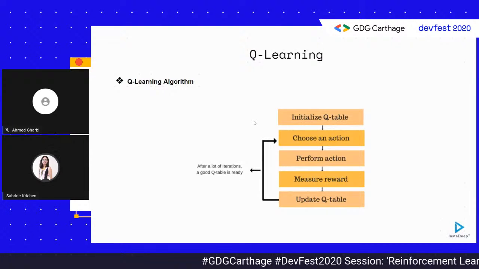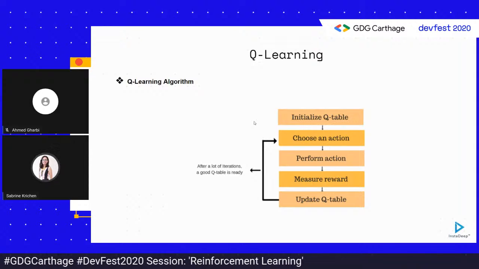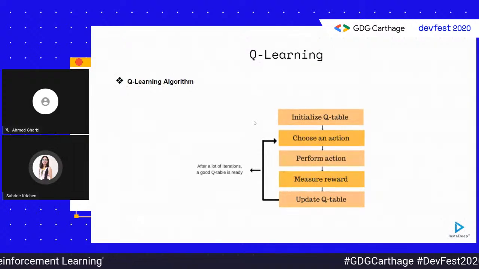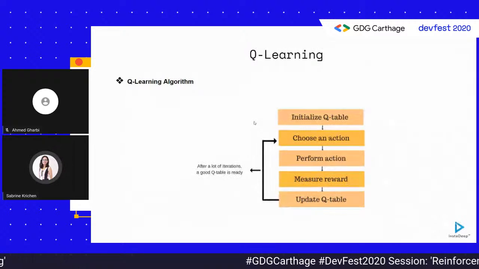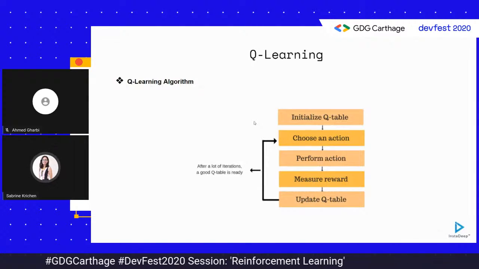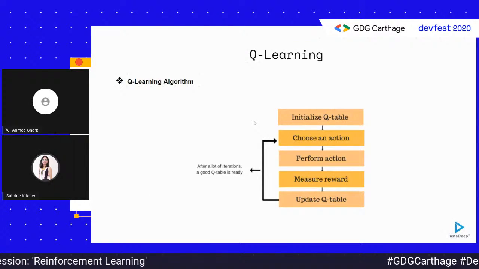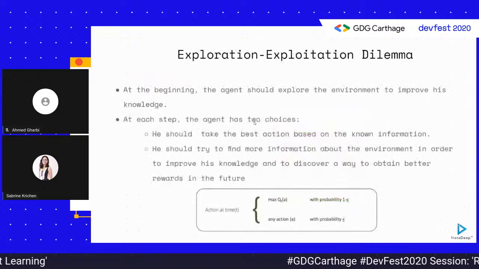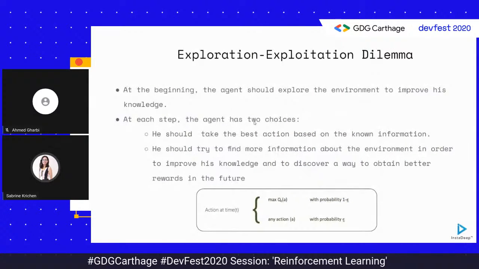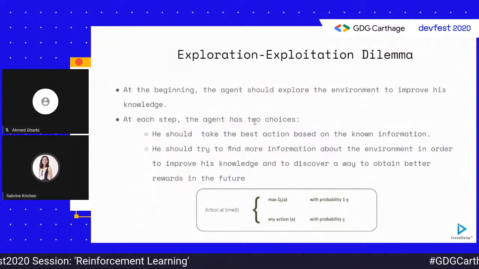But the question now is, how is the agent going to choose the actions? As we said, at the initial state, all the Q values will be set to 0. So how will the agent choose those actions? That's why we're going to talk now about the exploration and exploitation trade-off.